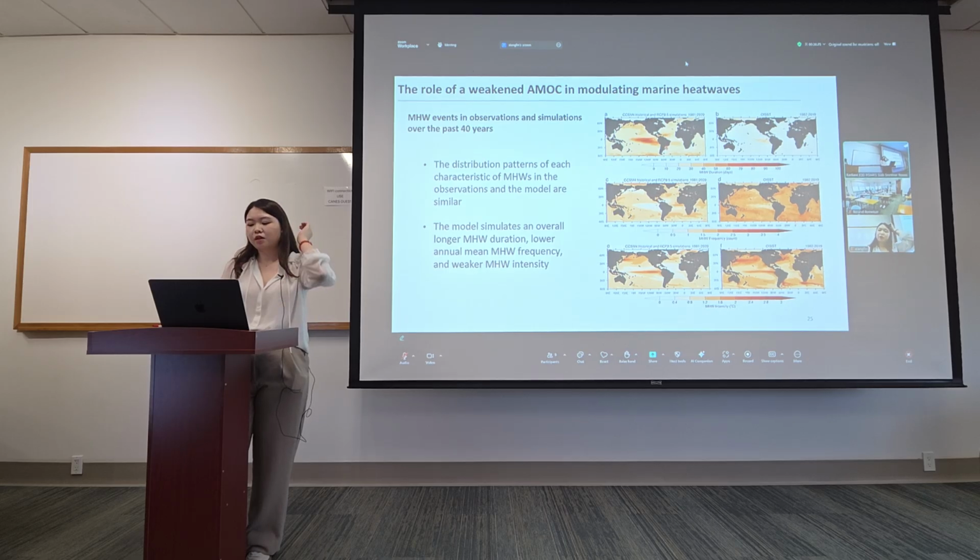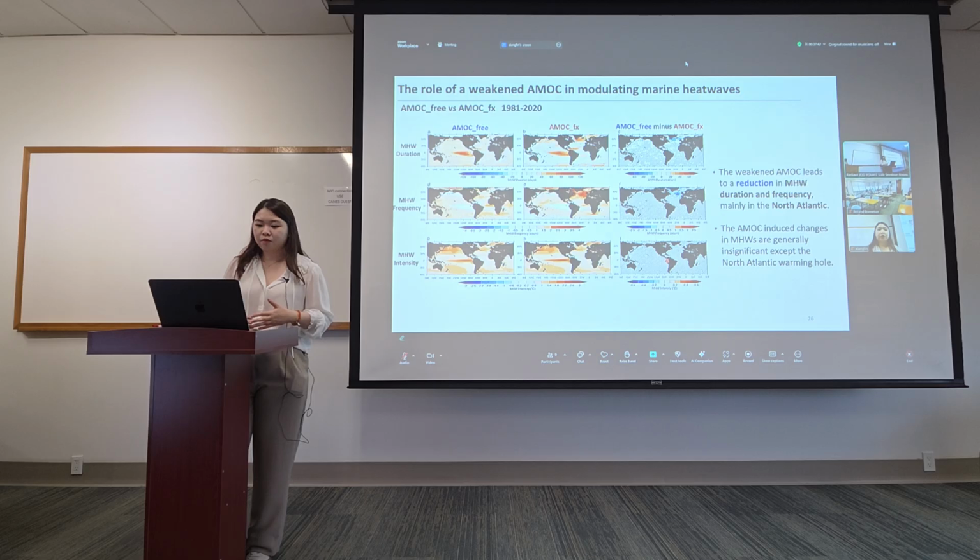The model simulates an overall longer duration of marine heat waves, but a little bit lower annual frequency and a little bit weaker intensity. This slight difference may come from the fact that the daily SST climatology in the observations only has one realization, so it includes internal variability and a lot of other effects. But for the model we have 5 different simulations, and this model result is the average of these five ensemble members. It can help us minimize the impact of climate variability and better express the daily SST climatology under climate warming.